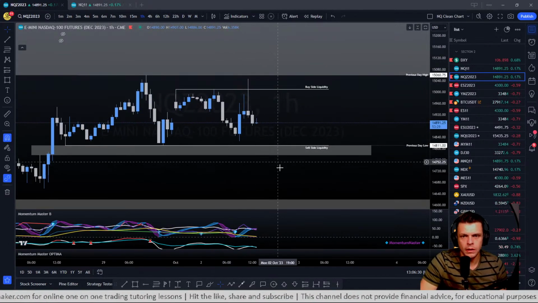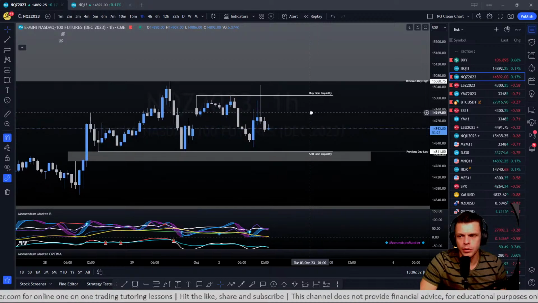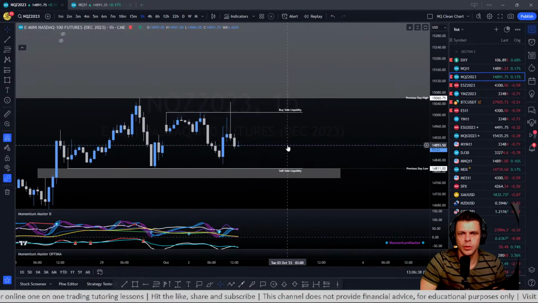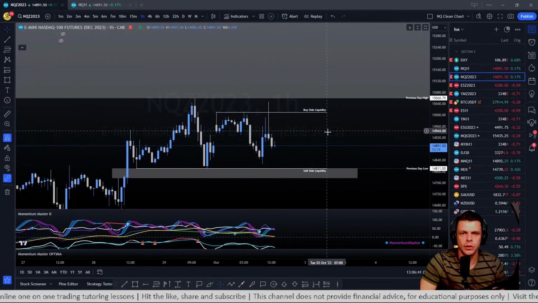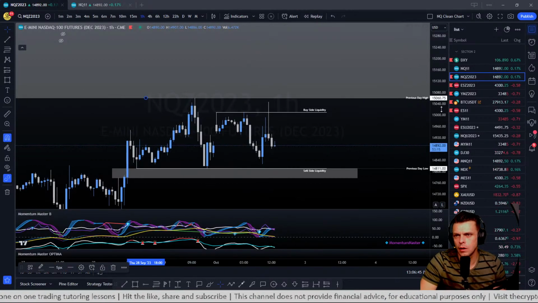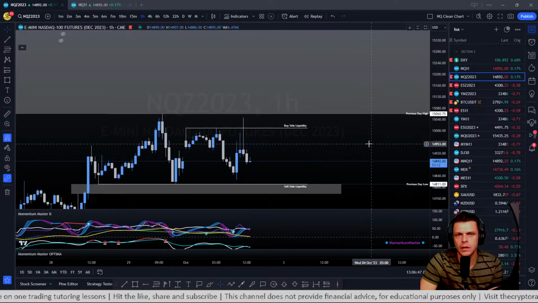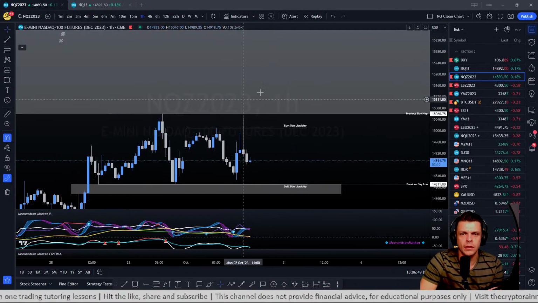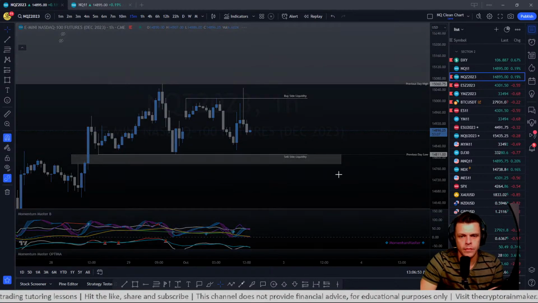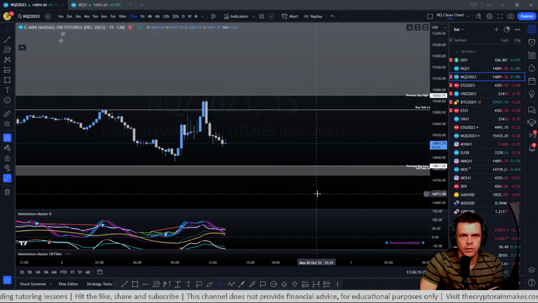Okay, so to me, it looks like perhaps during the afternoon session they bring it towards the sell side liquidity. And then perhaps tomorrow or somewhere during the week, we go and touch the previous day high, which is right now at 15,060, and perhaps go and touch that weekly fair value gap before continuing to the downside. So look at the 15-minute.